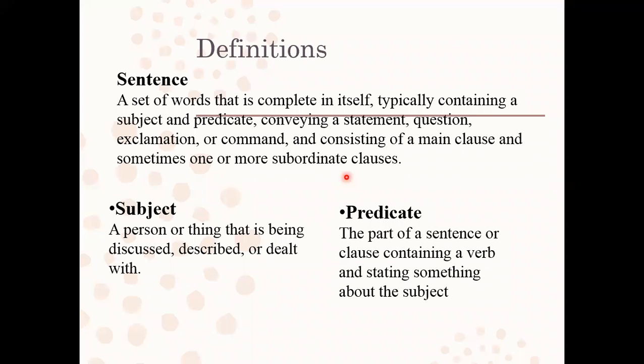And whenever we talk about the clause or sentence, two things are mandatory for both. One is subject, second is predicate. So what is subject? Subject is a person or thing that is being discussed, described, or dealt with. Whenever you use any sentence, first of all, you write the name of a person or place. After that, you give information about that person or place by giving the predicate. The predicate is the part of the sentence or clause containing a verb and stating something about the subject.